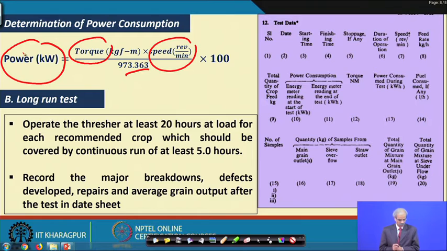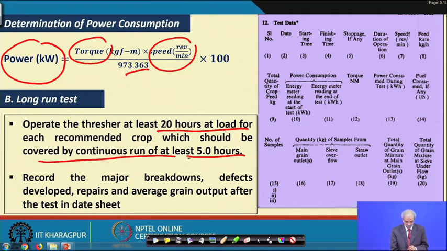A long run test. Now, when we are doing the long run test, the operation of the thresher must be at least 20 hours at load for each recommended crop, which should be covered by continuous runs of at least 5 hours. This is very important. Long run tests are essential and have to be done anyway, but it is important that there is a continuous run of at least 5 hours. It is not that the total time we have taken is 1 hour and then we say 20 hours. No, a continuous run of at least 5 hours is very important, as it is said.